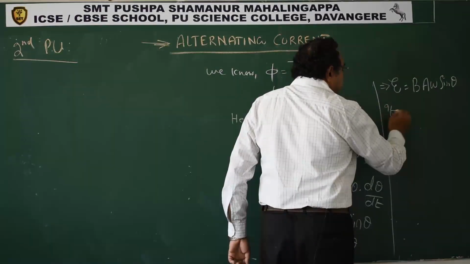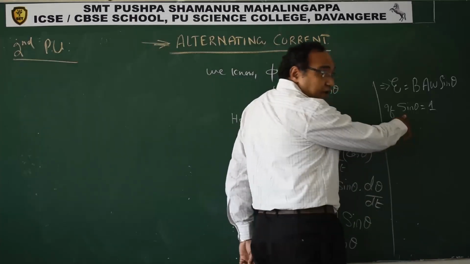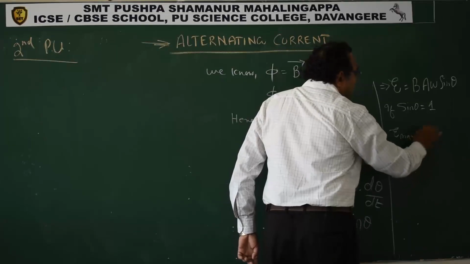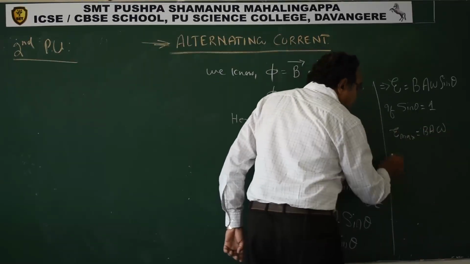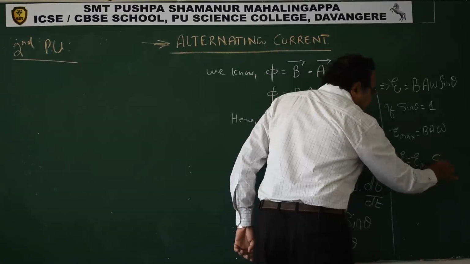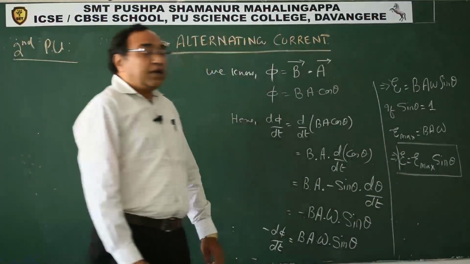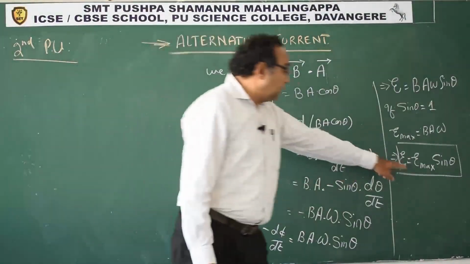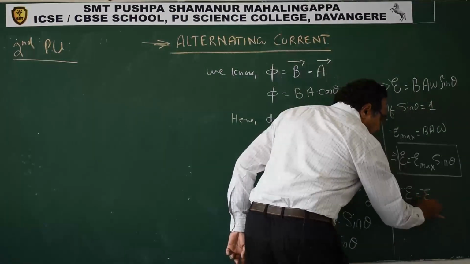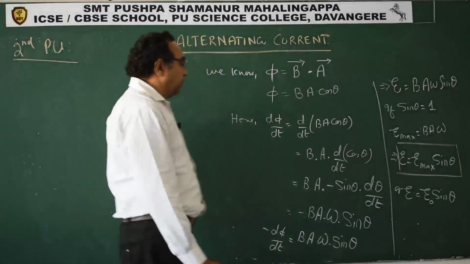So if sin theta is 1, that is the maximum value of sin theta, so we can say E max is B A omega. So therefore we can say E is equal to E max sin theta. See, we get the expression for induced EMF this way. In some books you will find it is written as E is E naught sin theta. That's one and the same thing, representation.